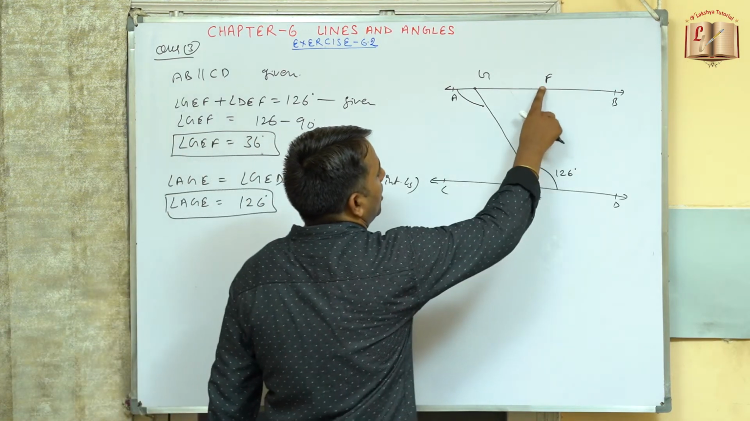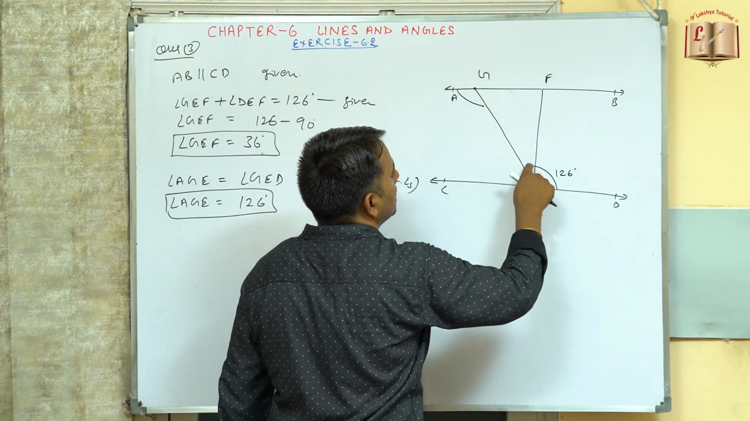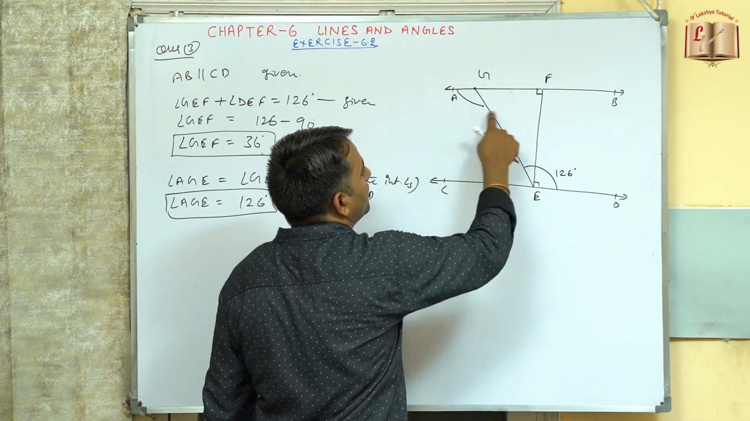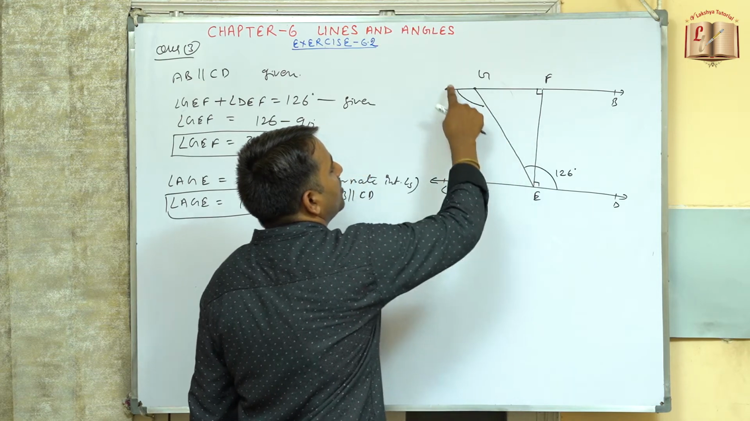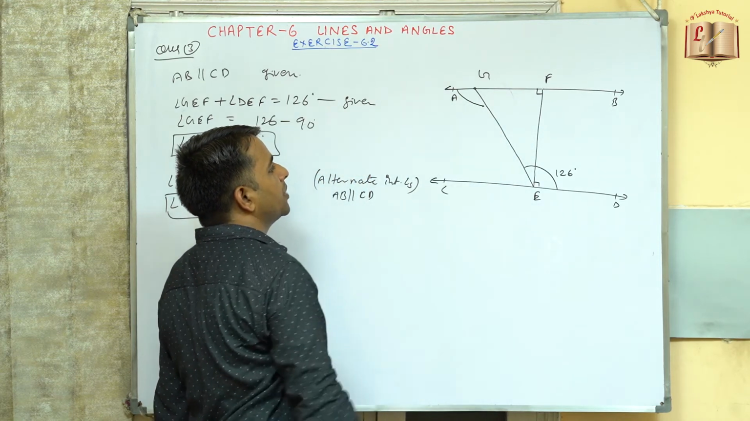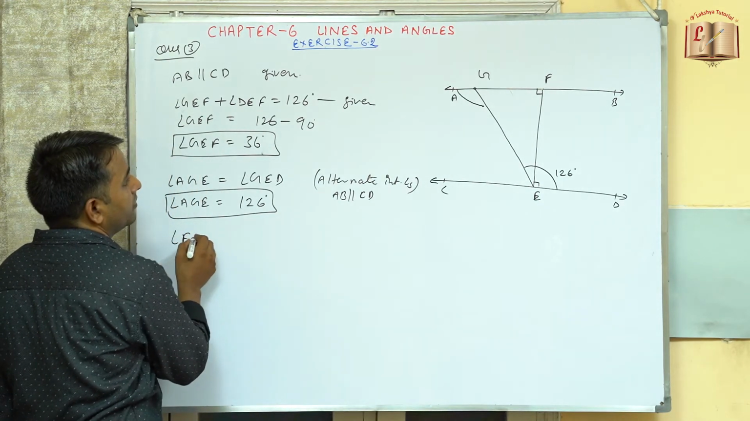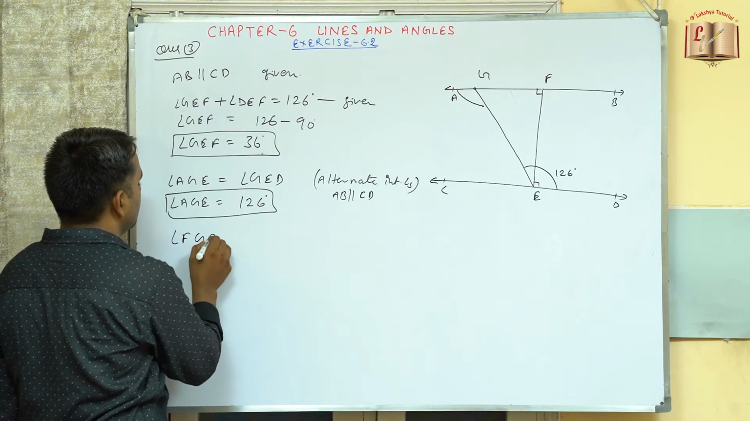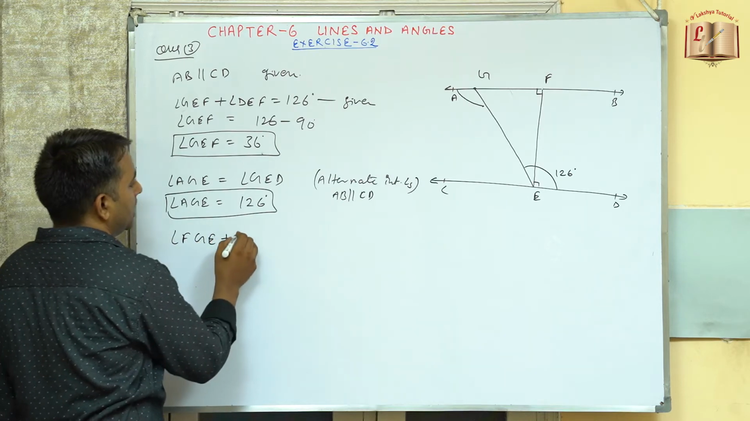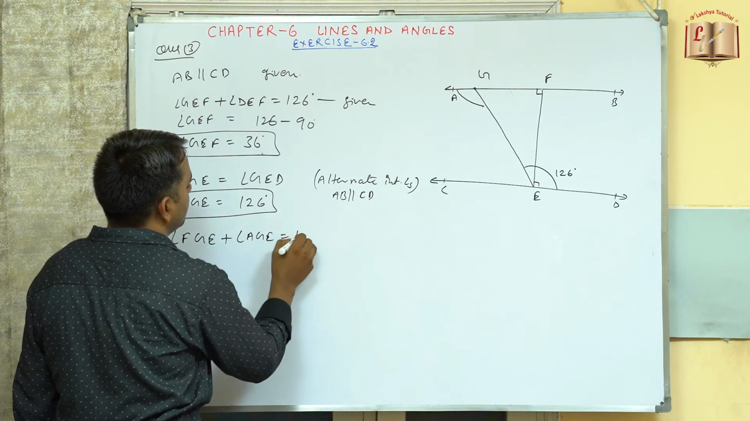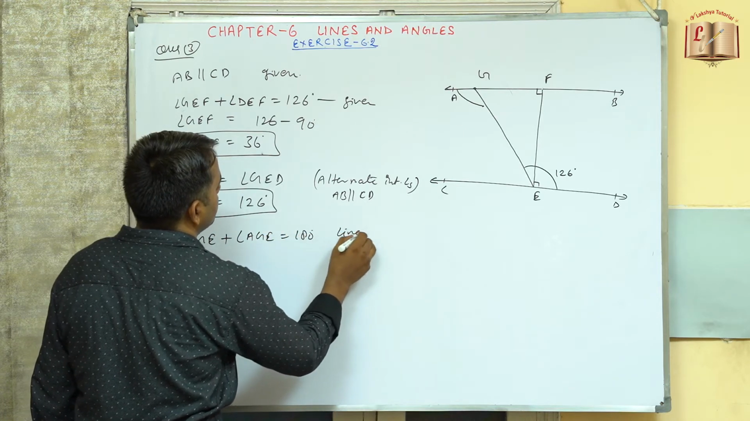Now coming to angle FGE. This will be 90 degree, or we can find it from here also. This complete will be 180 degree, a linear pair. So I can write angle FGE plus angle EGA or AGE will be equal to 180 degree. So this is a linear pair.